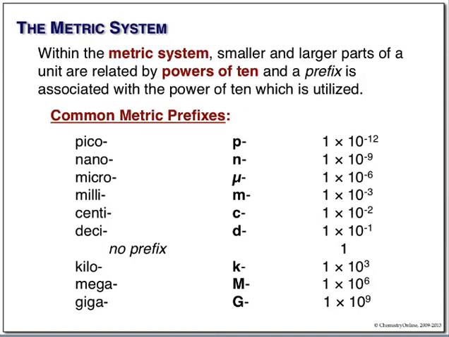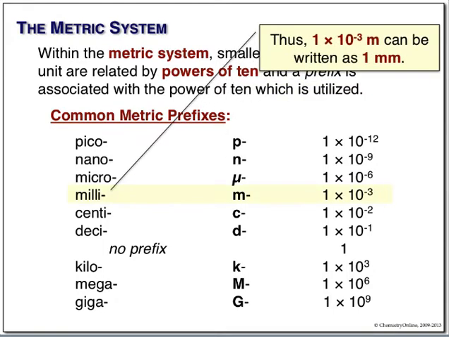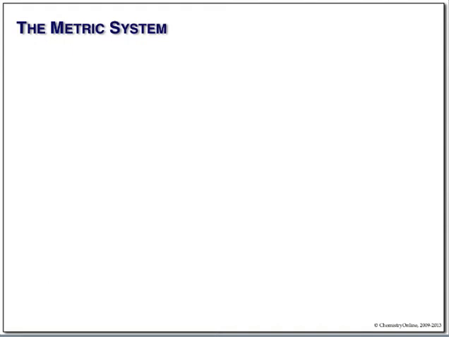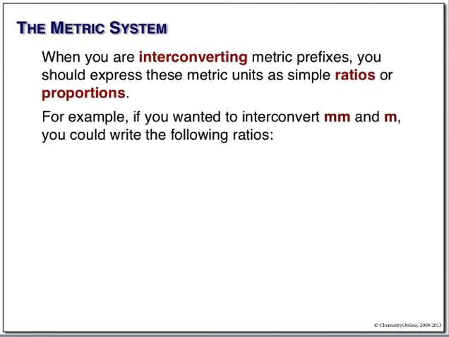Pico will be 10 to the minus 12 with the prefix of P. Milli, 10 to the minus 3. If we wanted to say 1/1000th of a meter, we could do this simply by saying 1 millimeter, where the prefix M simply stands for 10 to the minus 3. Now we're going to utilize these largely when we do interconversion of simple metric measurements.